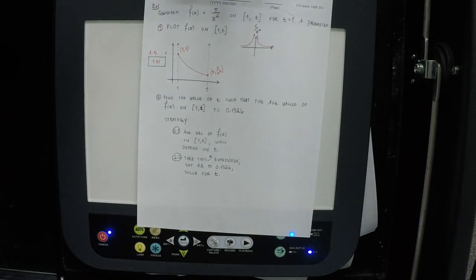Does everyone understand the strategy, the game plan? Because that's what's really important here, understanding how to go about attacking such an exercise. The actual pencil and paper mechanics of writing it all down is pretty straightforward. But do you understand why this is the sequence of events that have to occur?